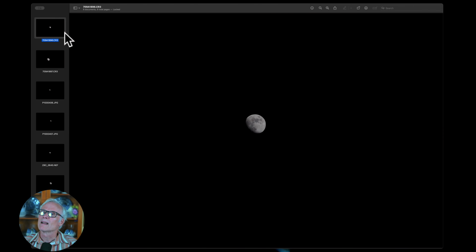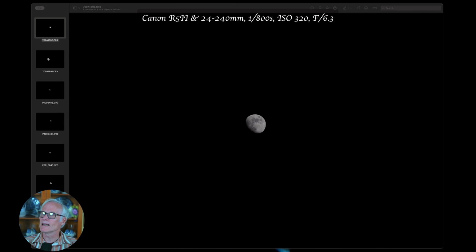Okay. This is the Canon R5 II with the 24 to 240 millimeter. All settings are the same. So look at the settings on the top. You probably can't see my mouse. So this is full frame right now. The R5 II, 24 to 240 millimeter, 1/800 of a second. ISO is at 320. The f6.3 is the aperture. The only difference is when I get to the Panasonic, it goes to 7.1.